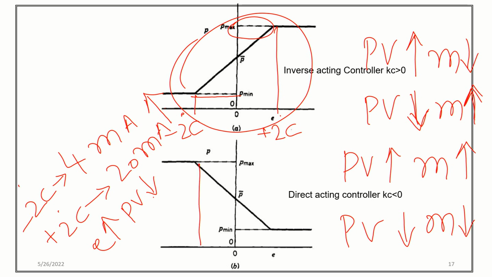Then coming to the next one, which is the direct acting controller. At minus 2 degree C, the controller output is 20 milliampere. At plus 2 degree C, the controller output is only 4 milliampere. So error increases, or in other words, the process variable decreases. When the process variable decreases, the controller output also decreases. So decrease action, or the other way, increase action, is called the direct acting controller. I hope now you are clear with the direct acting and inverse acting controllers, right?